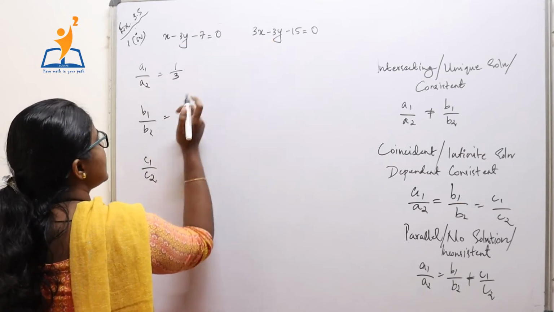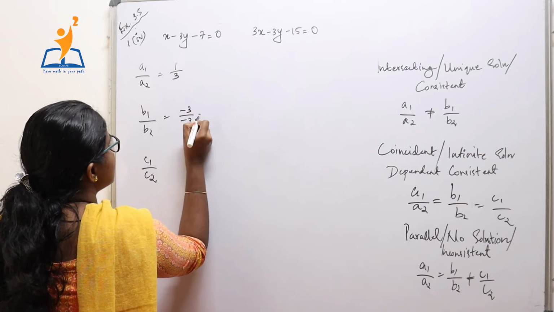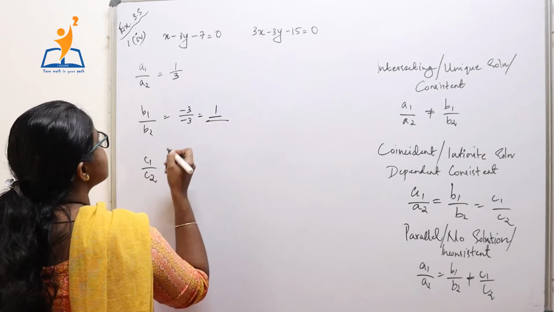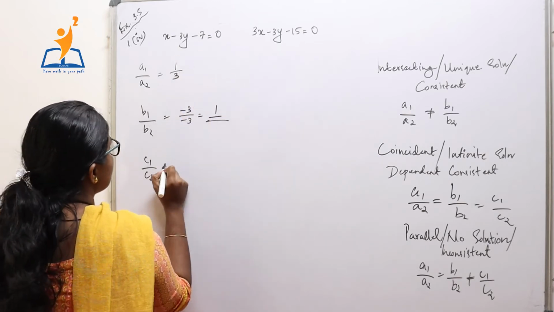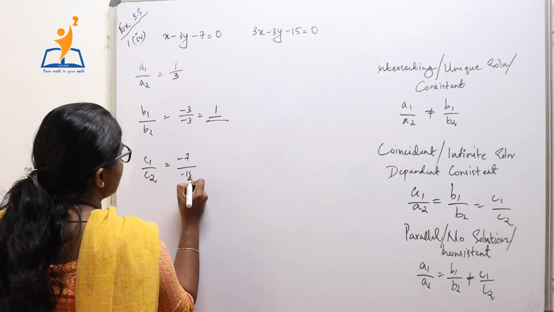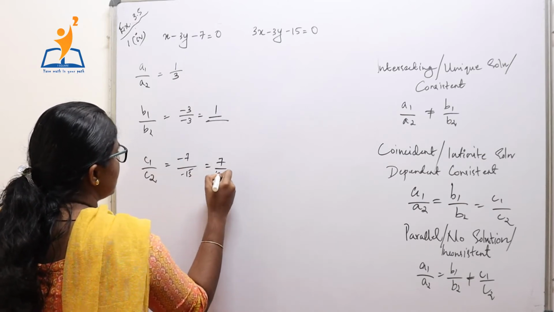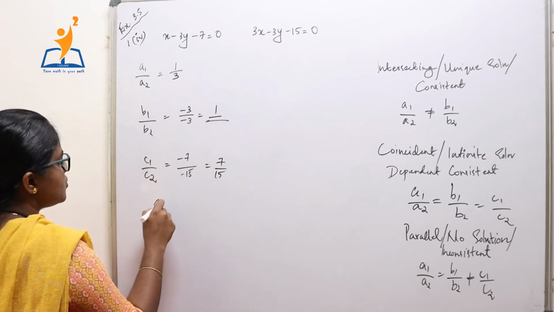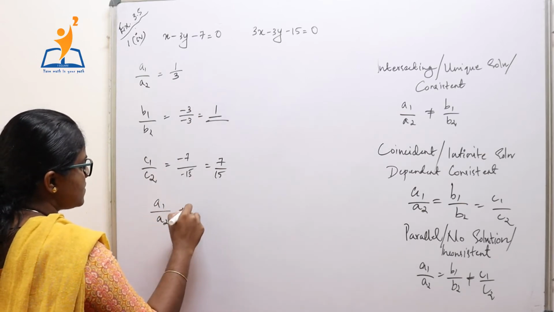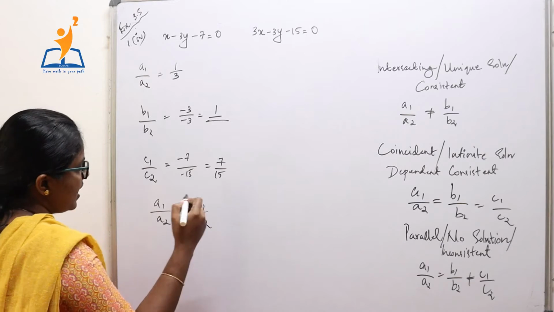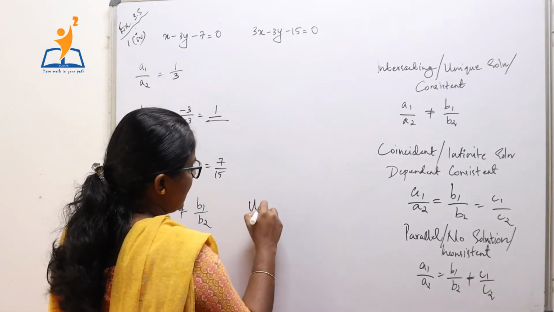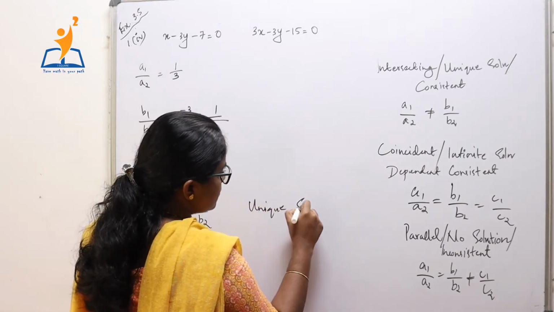Minus 3 by minus 3. That is minus 3 by minus 3 means this 1. Again c1 by c2, minus 7 by minus 15, that is 7 by 15. We can see that all the three ratios are different, that is a1 by a2 is not equals to b1 by b2, which means it has a unique solution.